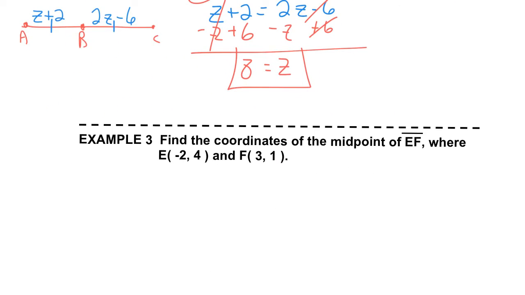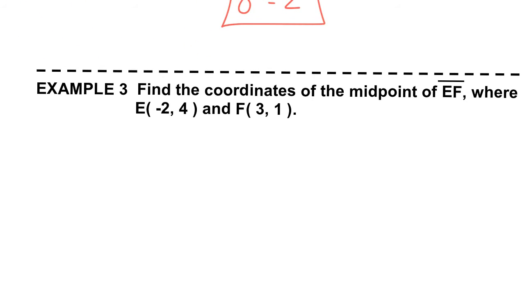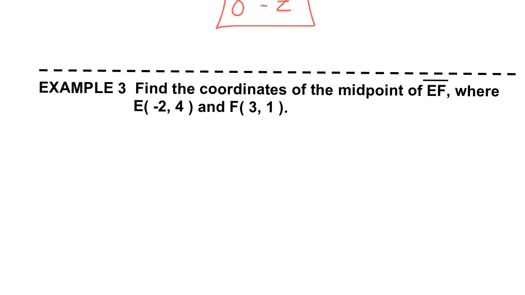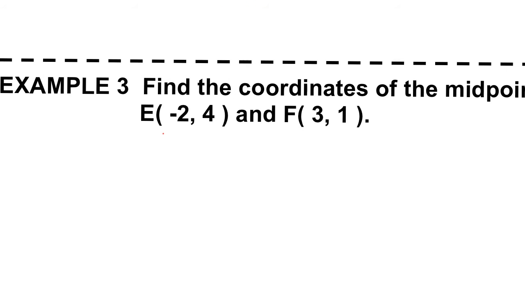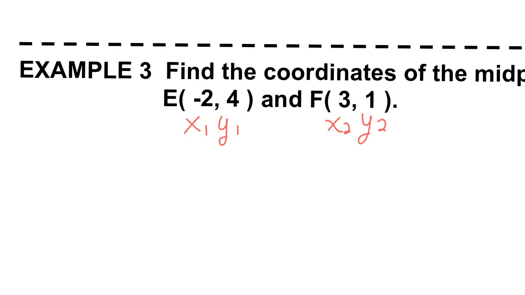Now amping it up just a little bit more, find the coordinates of the midpoint of EF, where E is the point -2,4, F is the point 3,1. So let's remember, I'm going to go ahead and label X1, Y1, X2, Y2. And guys, it's not important. You don't have to do that, but it will help. So this one's the averages again, so be careful.